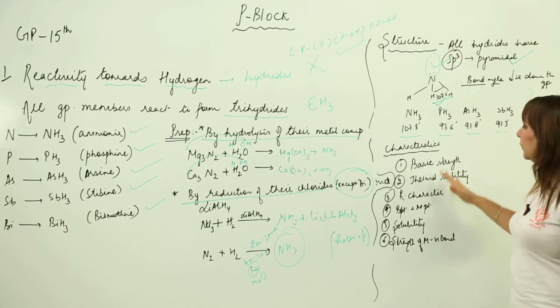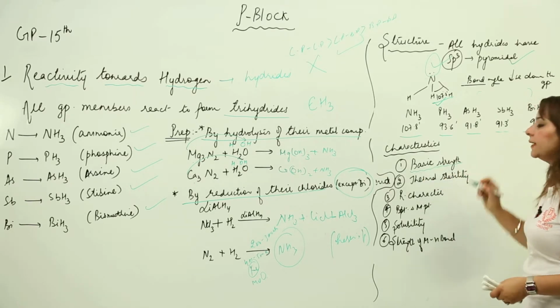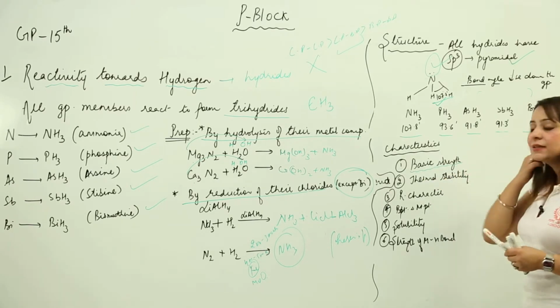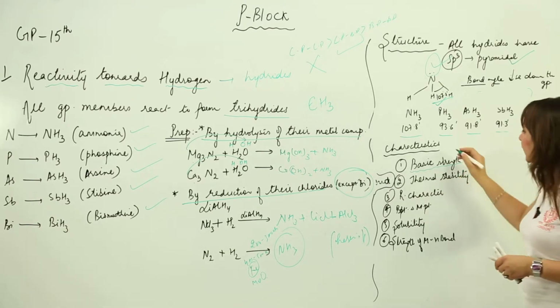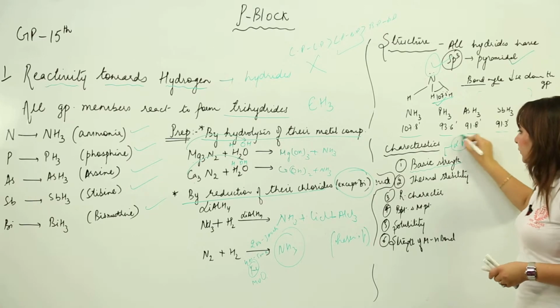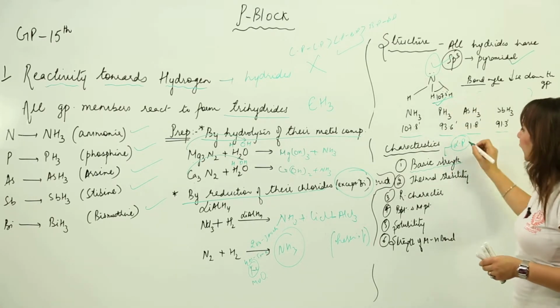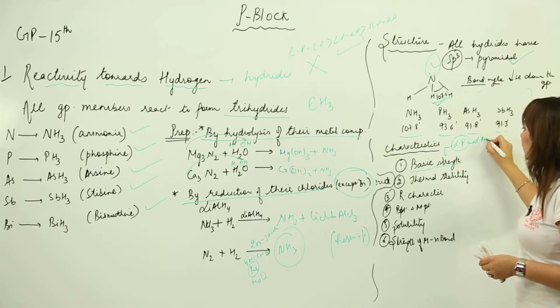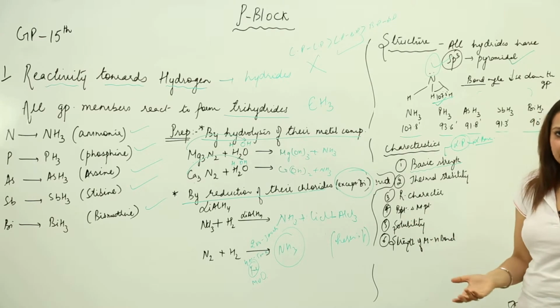Now if we talk about the characteristics of these hydrides, the first characteristic is basic strength. What is the criterion to talk about basic strength? It is the presence of a lone pair. As you can see, they have a lone pair, so they act as Lewis bases. They act as Lewis bases because they have electrons, they can donate them to anybody, right.